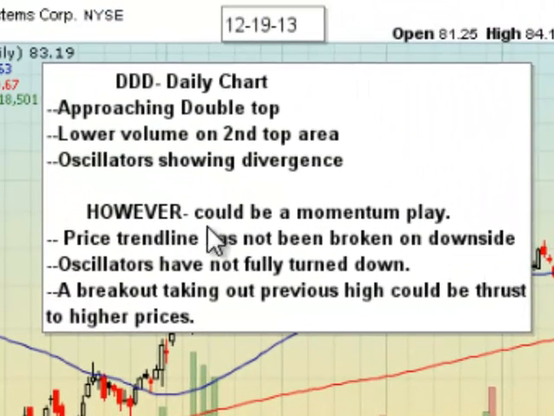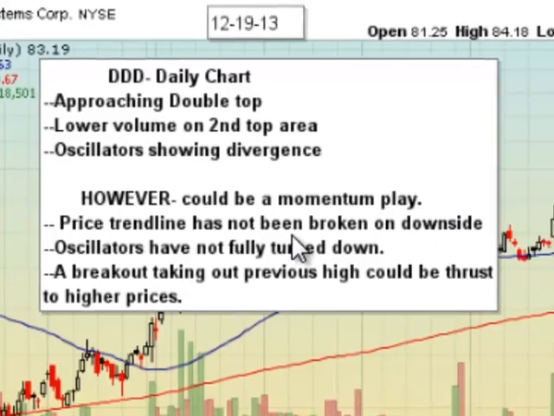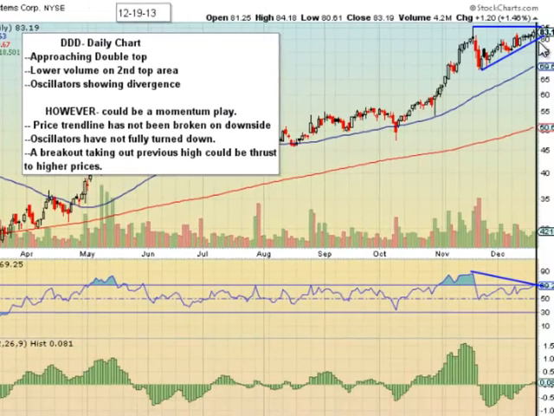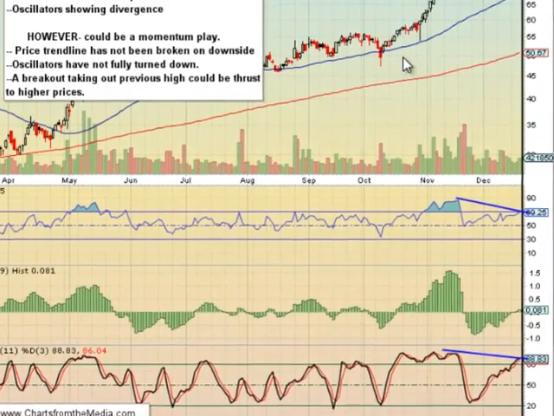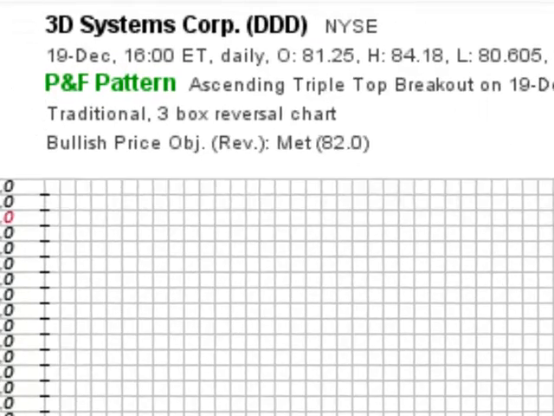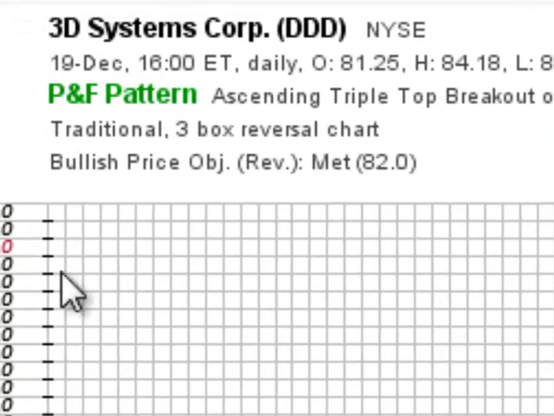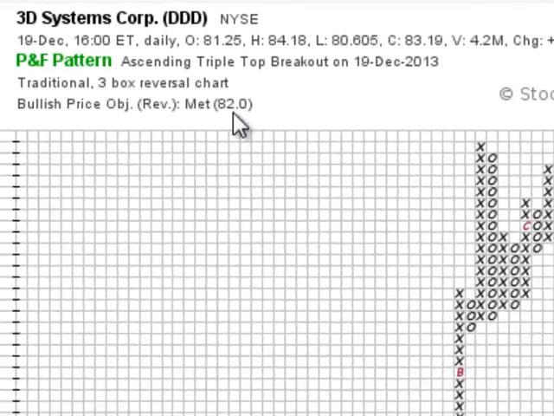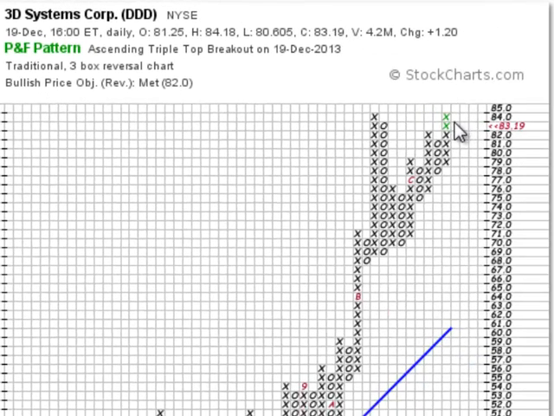However, it could be a momentum play. The price trend line has not broken on the downside, so the trend line is still in place. Oscillators have not fully turned down, and a breakout taking out the previous high could thrust prices further. Taking a look at the point and figure chart, it had a bullish price objective of $82 that has been met. Again, you're looking to see if it's going to break out above that previous high.